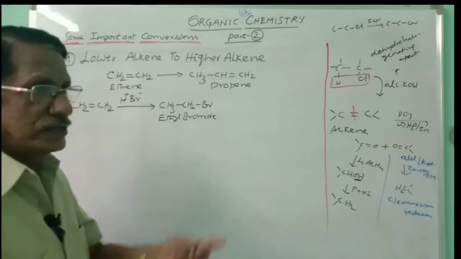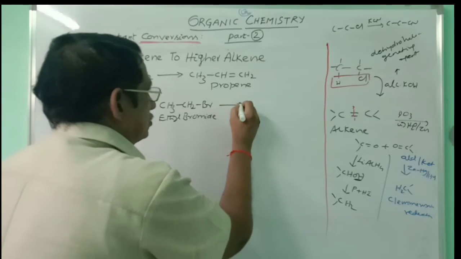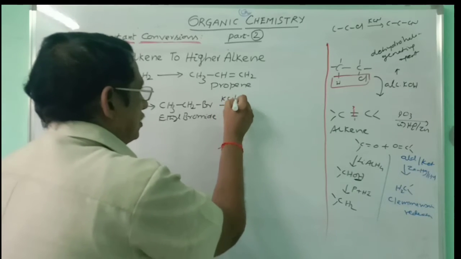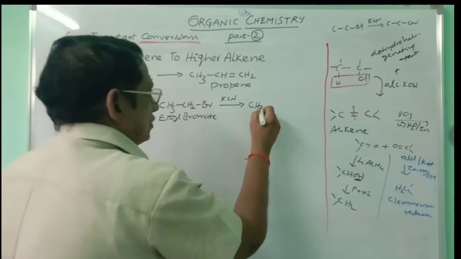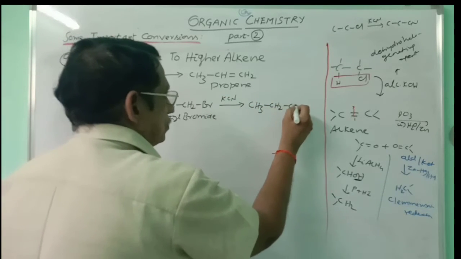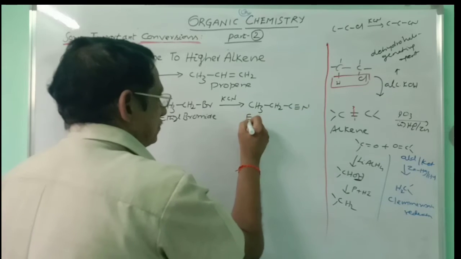Then you have to introduce one carbon. That means this is treated with KCN, potassium cyanide. Br will be replaced by cyano. So you will get here CH3CH2CN, ethyl cyanide.